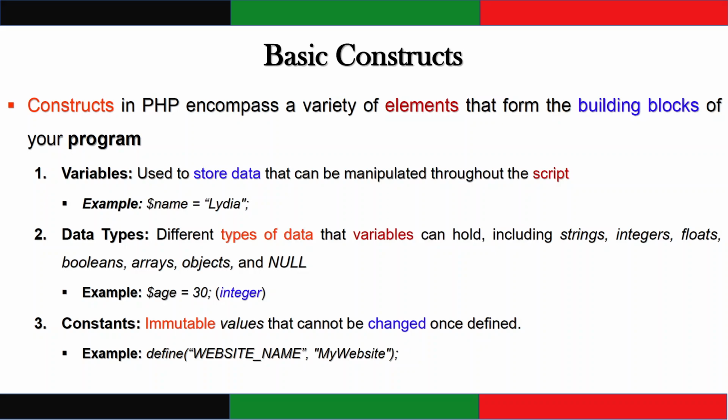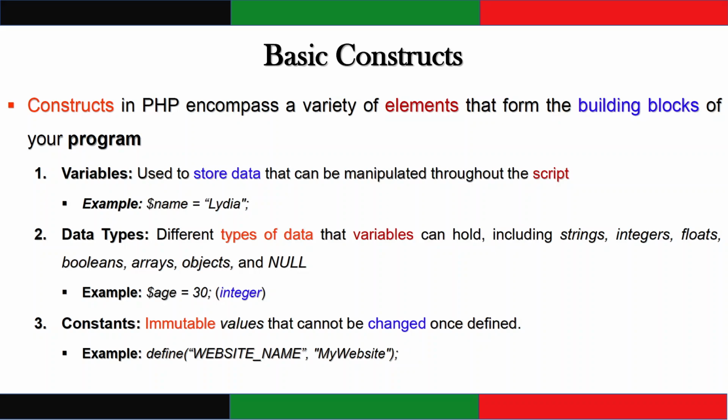Say we have defined a variable called name, and we assign it a value, Lydia. This time around, if we want to put in another value, say Katie, the name which was there earlier is going to be replaced by the new name that we put. So a variable can store only one data item at a time.